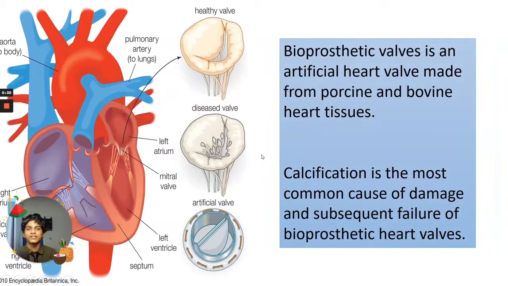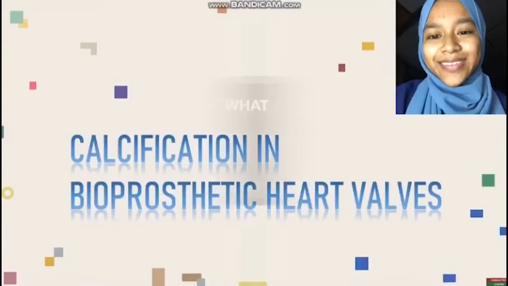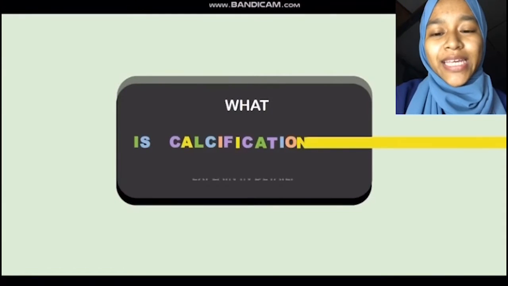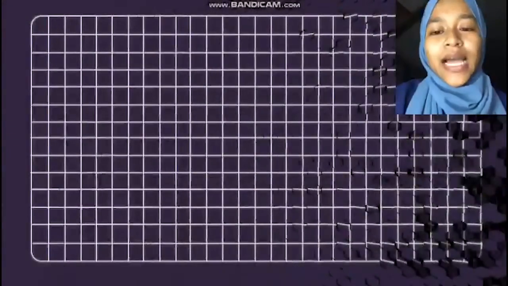Our case study is about a bioprosthetic valve, an artificial heart valve made from porcine and bovine heart tissues. Calcification is the most common cause of damage and subsequent failure of bioprosthetic heart valves. What is calcification? Explain in detail.